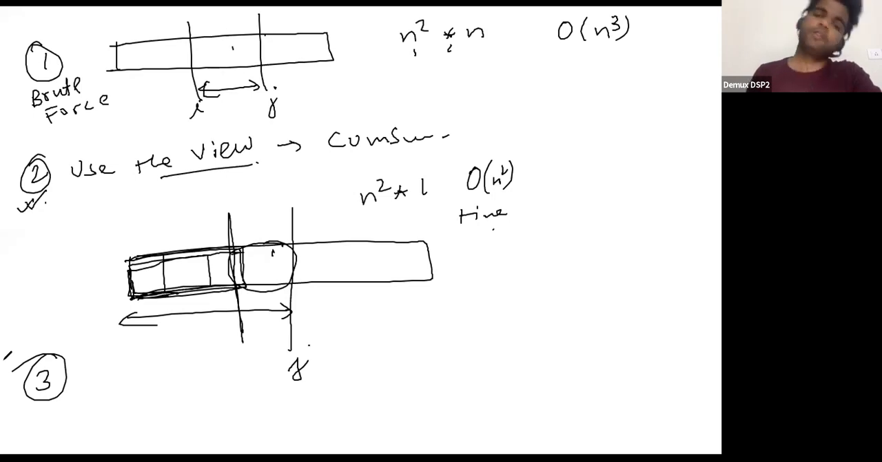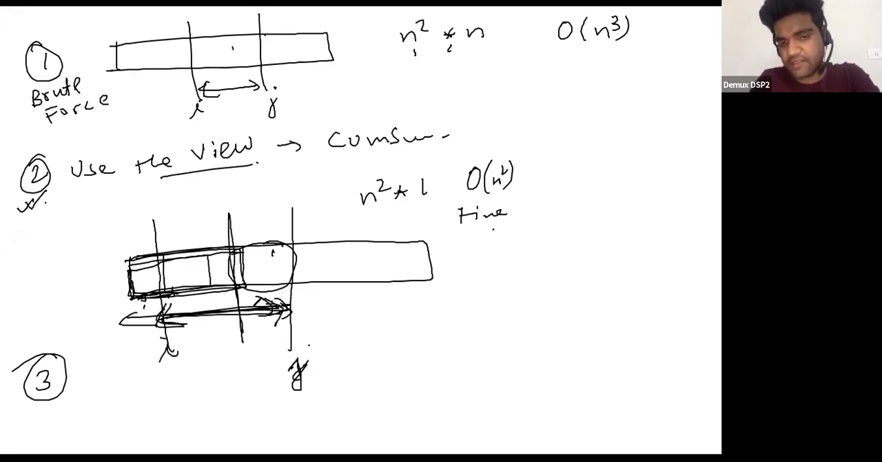Now let's talk about 3. How can you optimize this even further? I will give you a hint. When you are at a particular j, what are you doing currently? You are going through all the i's, and for every i you have a subarray, and you are checking whether this subarray for this particular i is divisible by k or not.